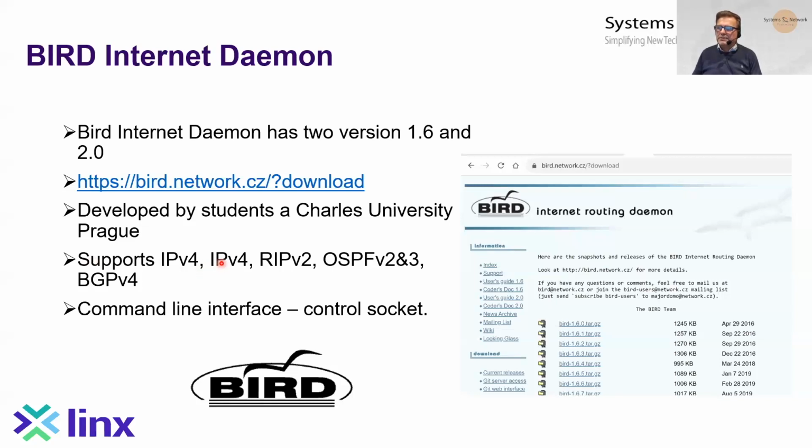Bird is an internet routing daemon supported by Linux distributions, and it not only performs BGP, as is the context of this conversation, but it also supports other routing protocols, including RIP version 2 and OSPF version 2 and 3 as well.